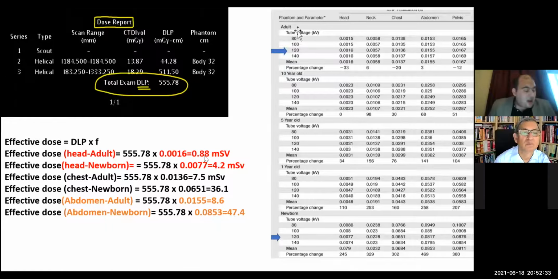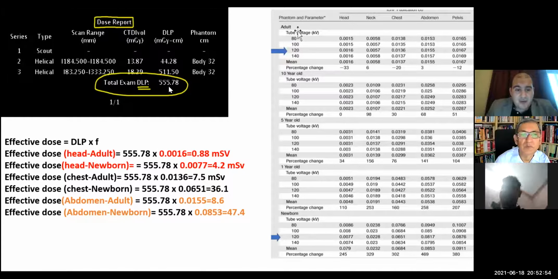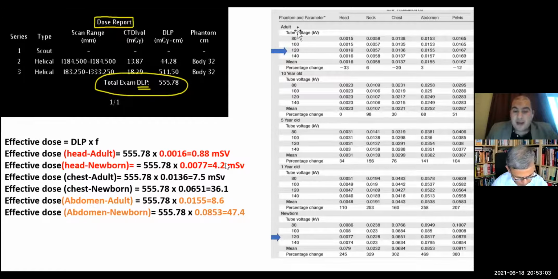Sometimes you are scanning the patient for CT brain, using the same protocol for adult, for newborn, or for baby. I want you to imagine with me the great difference in the effective dose. Using the same dose parameters, the same DLP, and after that you use another conversion factor, which is related to the newborn, you will get 4.2 millisievert. You can imagine the difference in the effective dose.